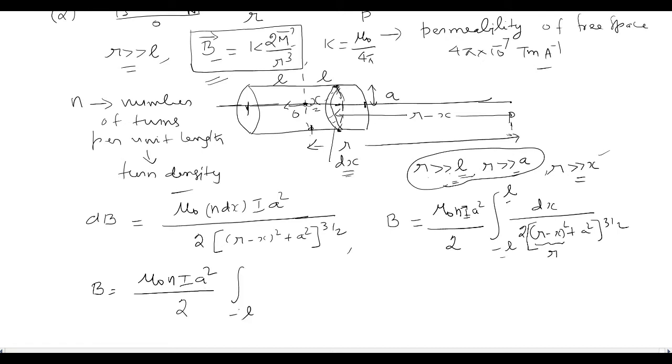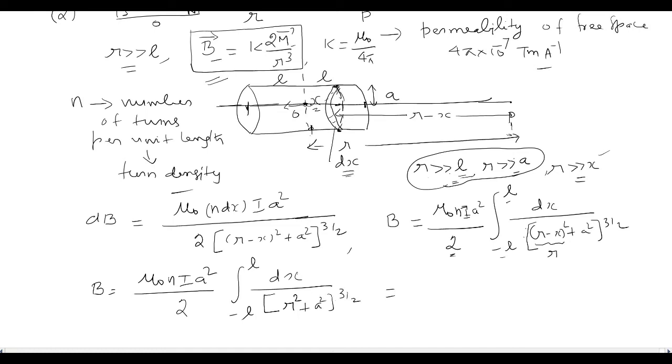integration of whatever is there, minus L to plus L, dx by, I'm sorry, I should avoid this 2. This 2 is not there. Okay. This 2 has been taken out already. So this 2 is here. So don't write one more 2 inside. dx by r square, because r minus x is r, plus a square power 3 by 2.